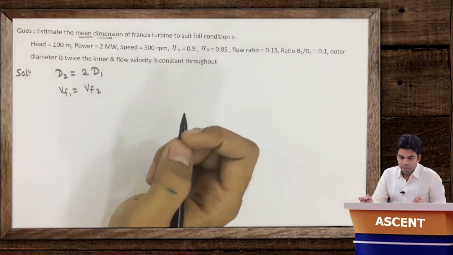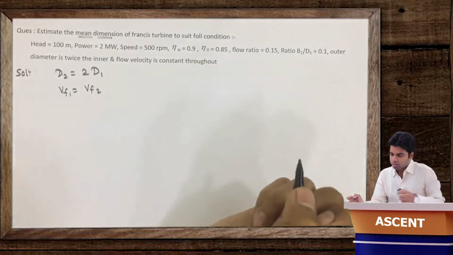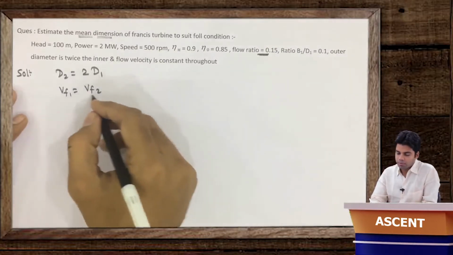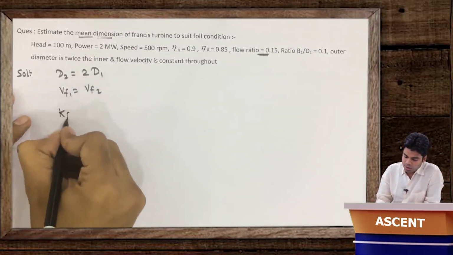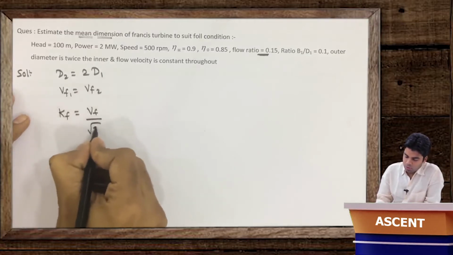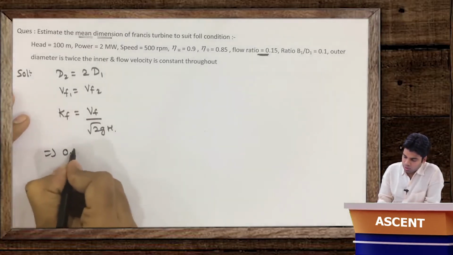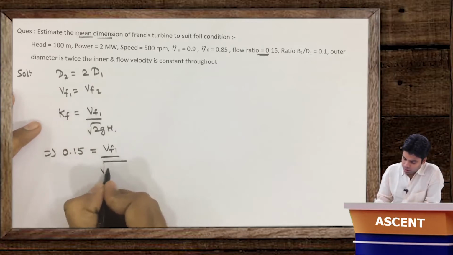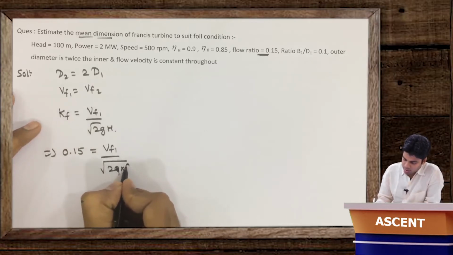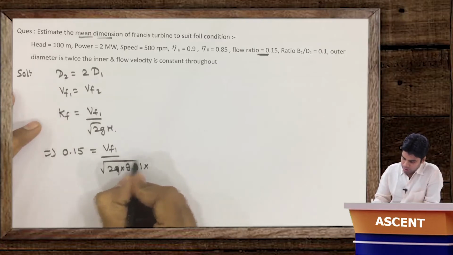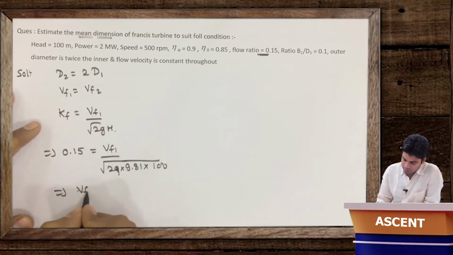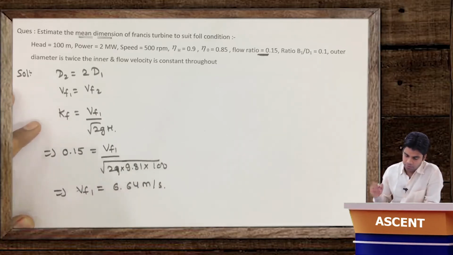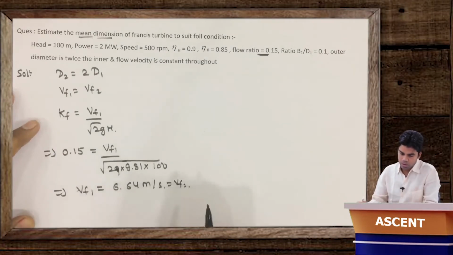Now how can we determine that? So the very first thing is the flow ratio is given, and with the help of this flow ratio we can determine the flow velocity Vf1 and Vf2. So what is this flow ratio? This Kf is equal to Vf upon root 2gH. So just put the value. This is 0.15 is equal to Vf1 divided by under root of 2g, which is 9.81, into H, which is 100. So from here this Vf1 will be equal to 6.64 meter per second, and this is also equal to Vf2, first thing.